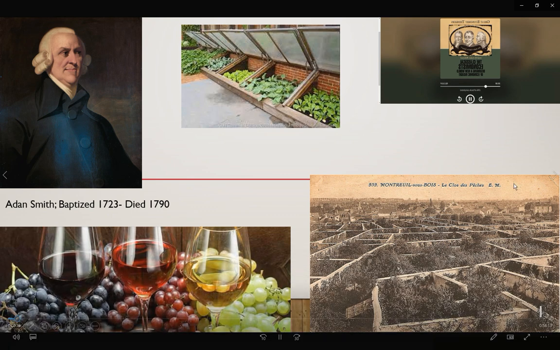The natural advantages which one country has over another in producing particular commodities are sometimes so great that it is acknowledged by all the world to be in vain to struggle with them. By means of glasses, hotbeds, and hot walls, very good grapes can be raised in Scotland, and very good wine too can be made of them, at about 30 times the expense for which at least equally good can be brought from foreign countries. Would it be a reasonable law to prohibit the importation of all foreign wines merely to encourage the making of claret and burgundy in Scotland?